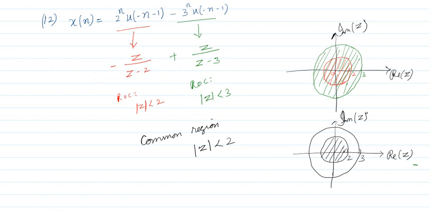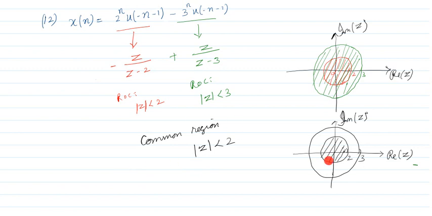So what is common between these two? For 3, it is inside 3; for 2, it is inside 2. The common region is less than 2. ROC, magnitude of Z is less than 2. So this is the final answer.